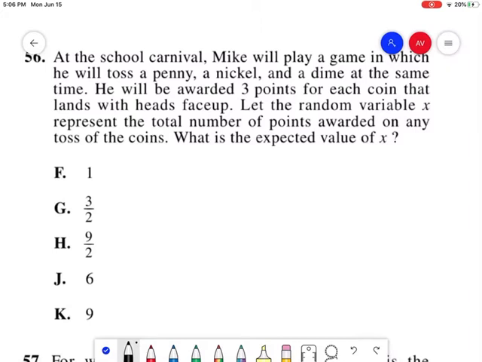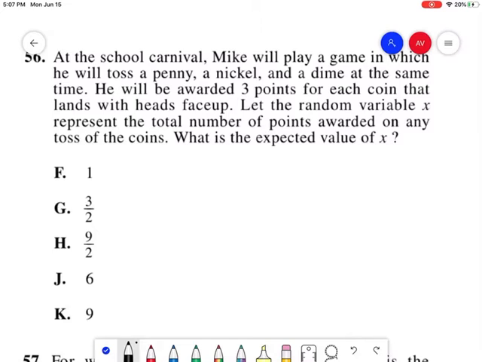So let's get started. The first problem we have here says, at the school carnival, Mike will play a game in which he will toss a penny, a nickel, and a dime at the same time. He will be awarded 3 points for each coin that lands with heads face up. Let the random variable x represent the total number of points awarded on any toss of the coins. What is the expected value of x?